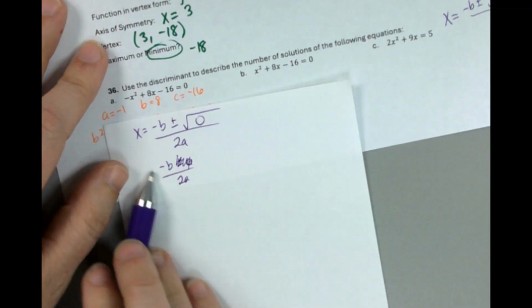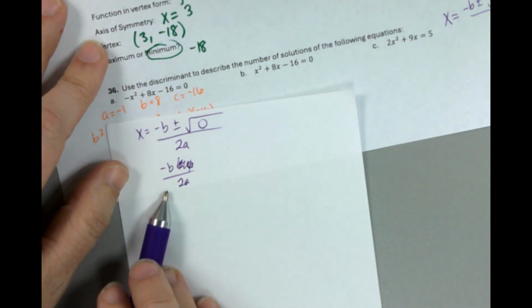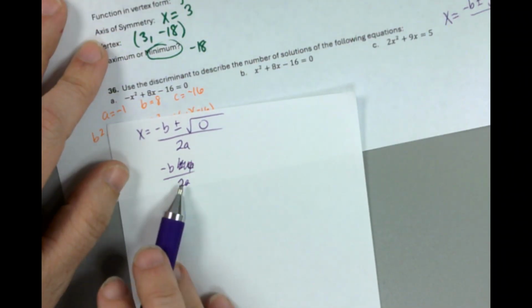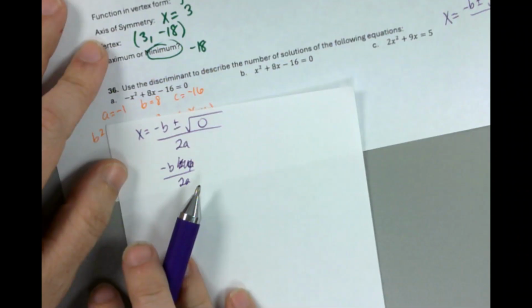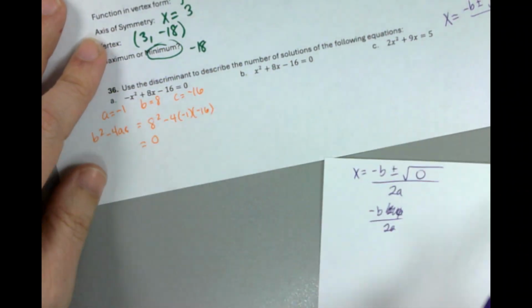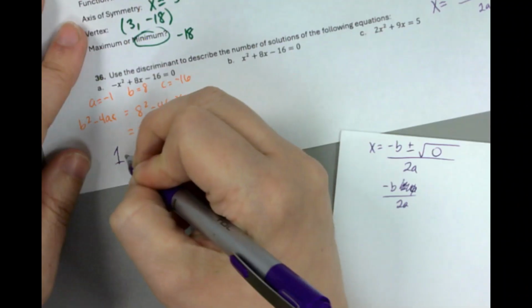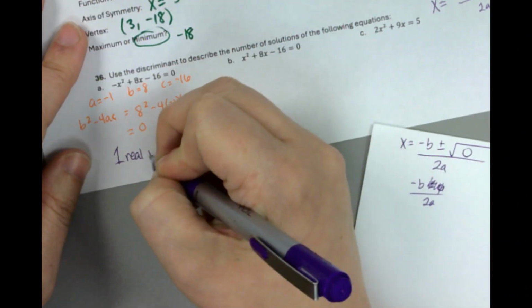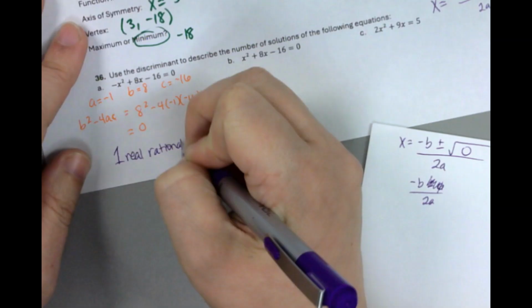And that solution will be kind of a nice number. Might be a fraction, but it won't have any square roots in it, it won't have any i's in it. So we say that it's rational. Because it doesn't have any i's, it's also real. So we have one real and rational solution.